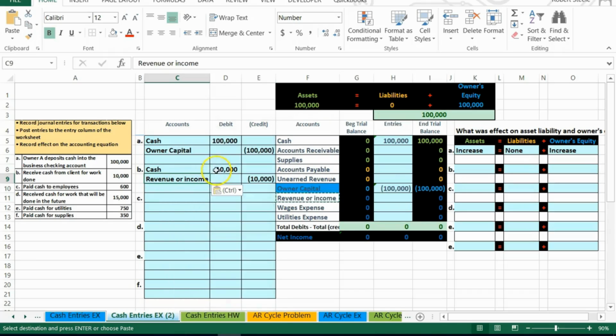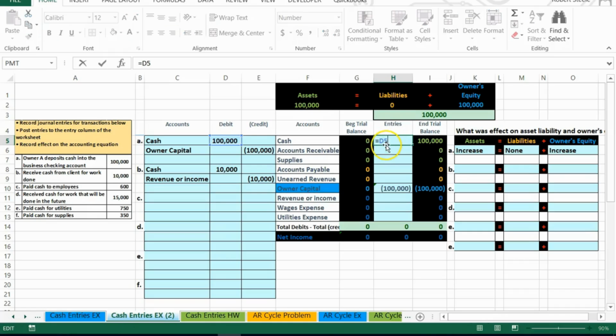Okay, so then we're going to post this information to the accounts here and here in the blue column. There's already something in cash. Therefore, what we have to do is add to this formula. So in order to add to it, I'm going to double click on it. That'll drill down in it. We've got D5.